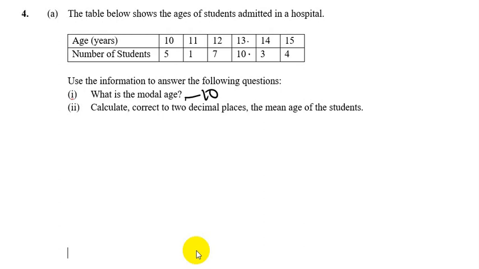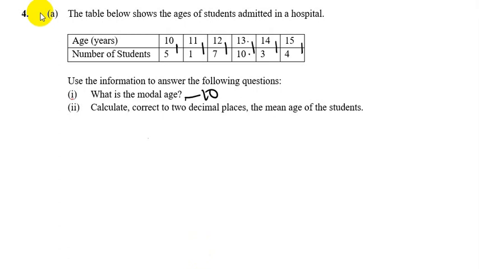Okay, and it's to calculate the mean correct to 2 decimal places. Now, to calculate the mean, we can either do it in table form or we can do it straightforward. Now, we can say we multiply this by this, plus this by this, plus this by this, plus this by this, plus this by this, plus this by this.